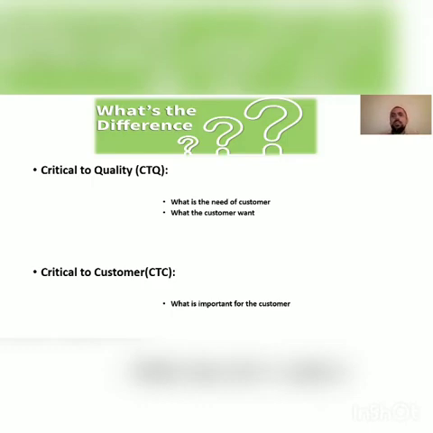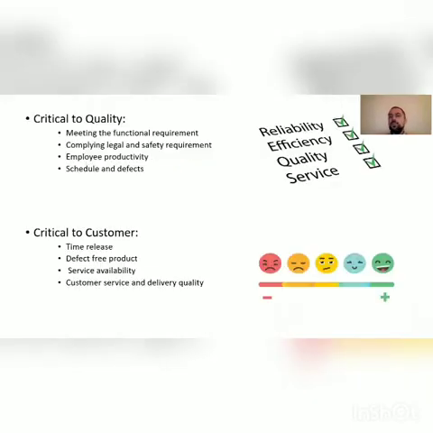I know that this definition is a little confusing, but we can consider it in detail, and after that you can understand their differences. So please pay attention to this point. We have some factors which are important for the customer, so they're realized as critical to customer. But we have a lot of factors that are important for the quality. Probably the customer doesn't pay attention to them, but they're important for the quality.